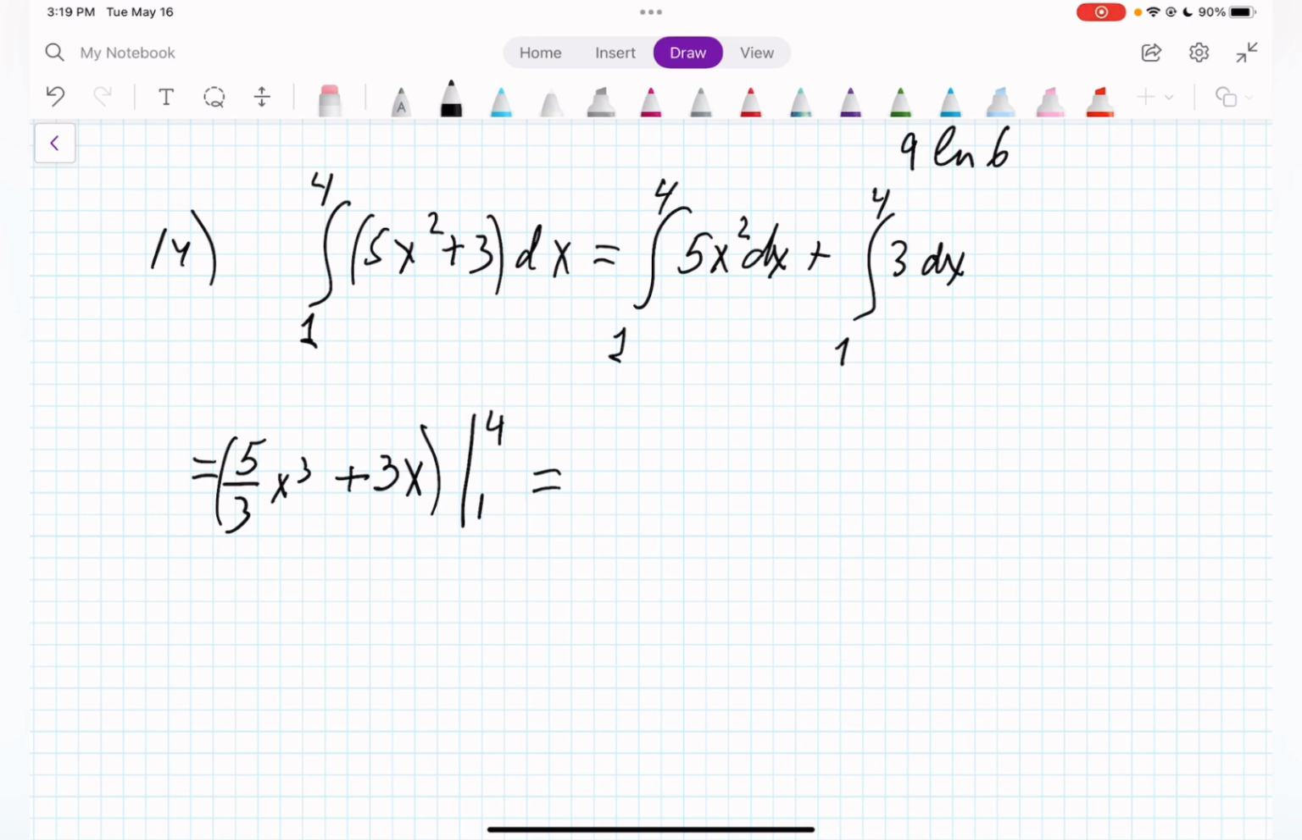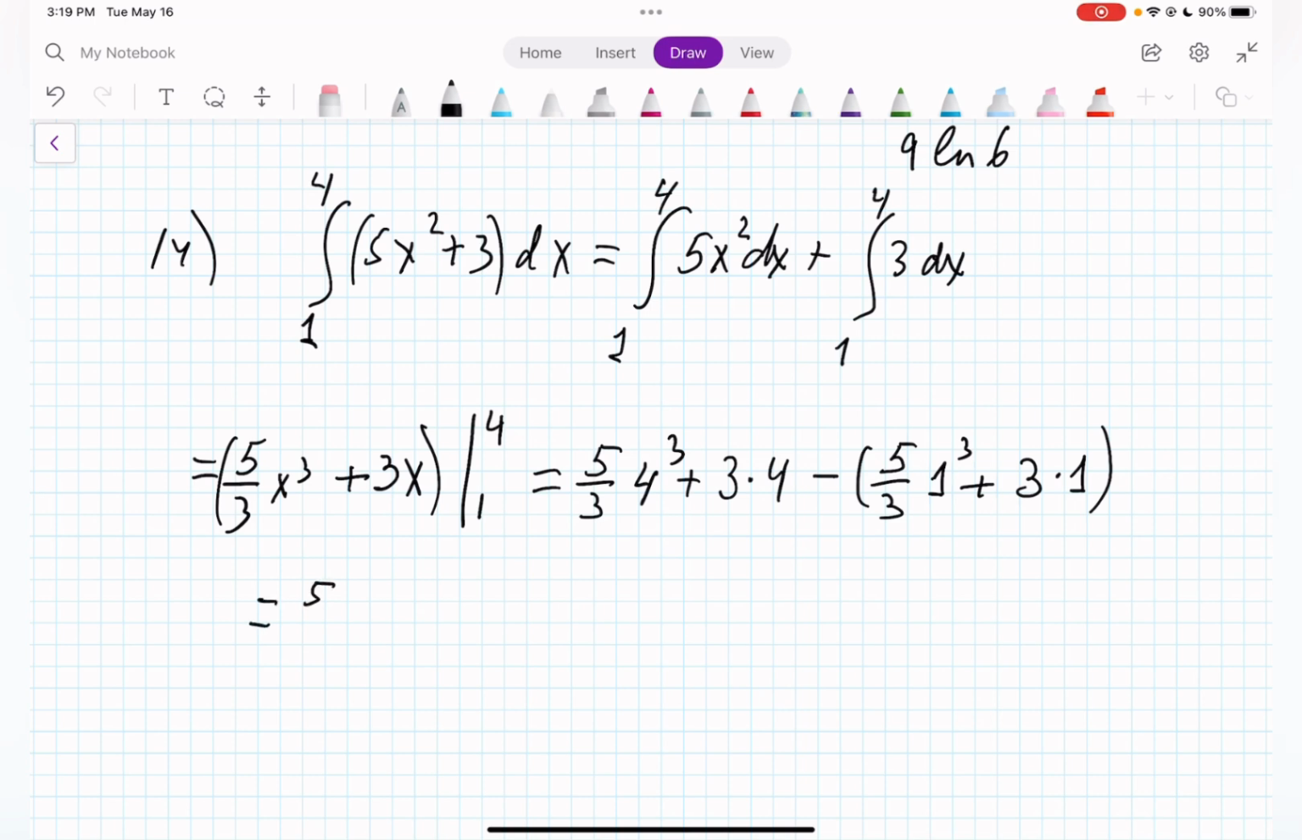So first I'm plugging the 4 in every x. So 5 over 3, 4 to power 3, right? And then plus 3 times 4. Now I'm going to do minus, because I have minus, it's 1. So it's going to be, okay, let me put in parentheses since I'm doing this the first time. 5 over 3, 1 to power 3, plus 3 times 1. Why did I put in parentheses? Because we have subtraction here and it's going to flip the sign, right? So let's work on it.